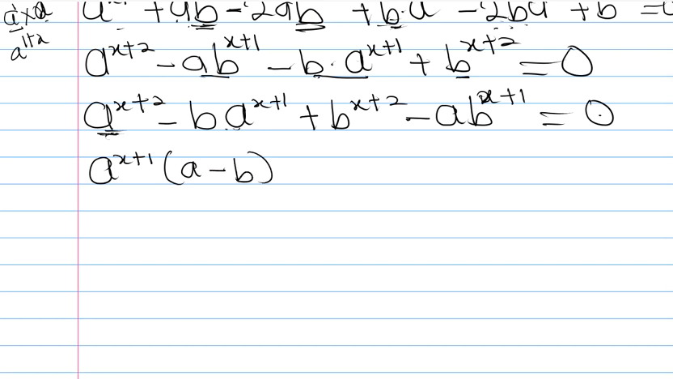Let me explain this so that you won't be confused. We have a times a raised power x plus 1 here. By applying the law of indices, since they have the same base, we add the powers: x plus 1 plus 1. This will now be 2 plus x, or x plus 2. You can get this back.